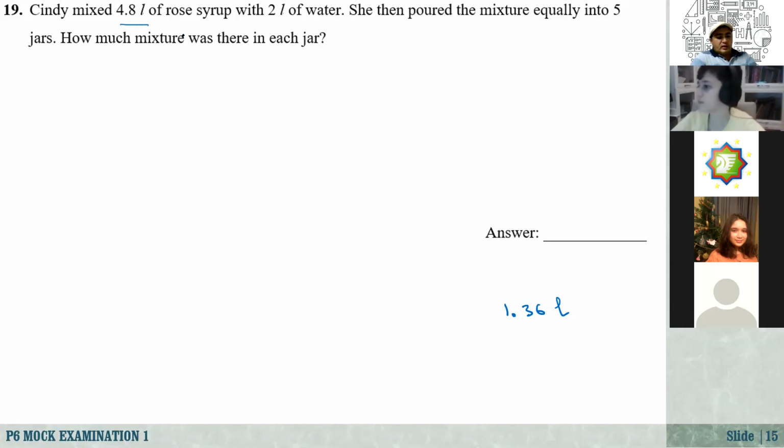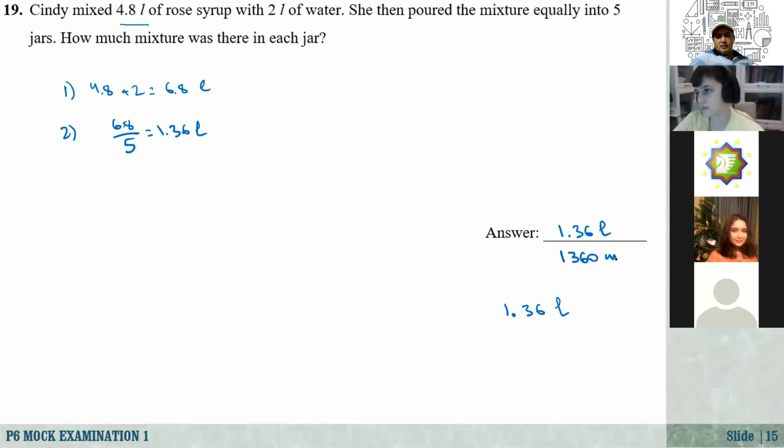So here, Cindy mixed 4.8 liters of rose syrup with 2 liters of water. So now how much do we have here? 4.8 plus 2, 6.8 liters. And then we are pouring this 6.8 into 5 equal jars, right? So that is 6.8 divided by 5, which is equal to 1.36 liters. So the answer is 1.36 liters or 1360 milliliters, right? To change liters into milliliters, we have to just multiply by 1000.